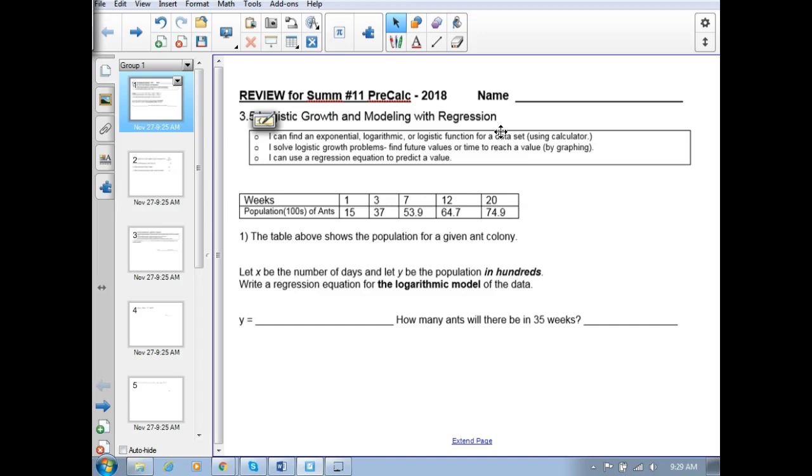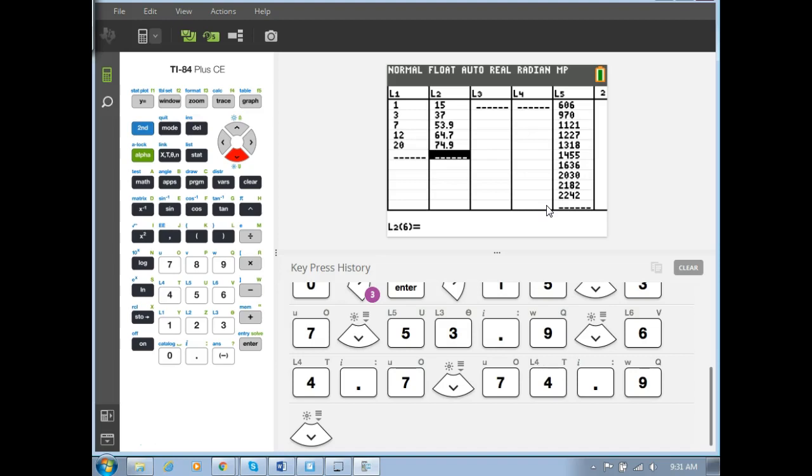But your first task is to get the number of weeks and the population of the ants entered into list 1 and list 2. I'm going to pause the video while I enter mine. Please do the same. So I have my data entered into list 1 and list 2. And then please notice in the chart for list 2, it's the population of the ants, but it's in terms of the 100. So like 15 represents 1,500 ants. They just kind of simplified the data a little bit for us that way.